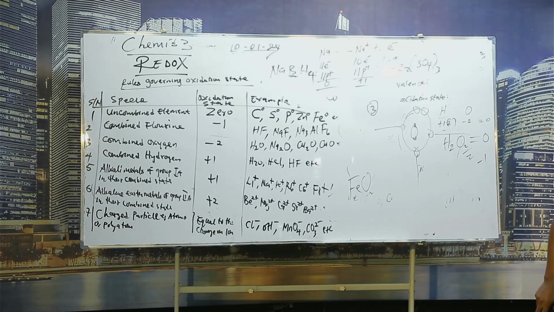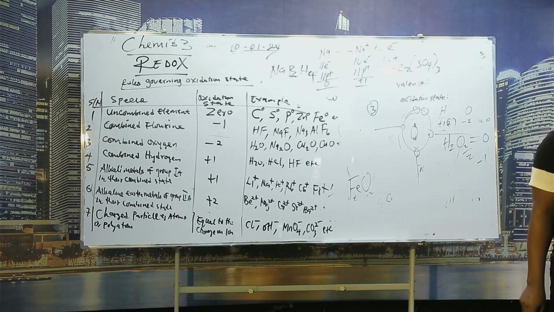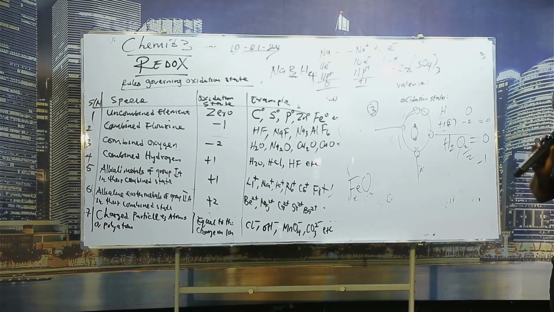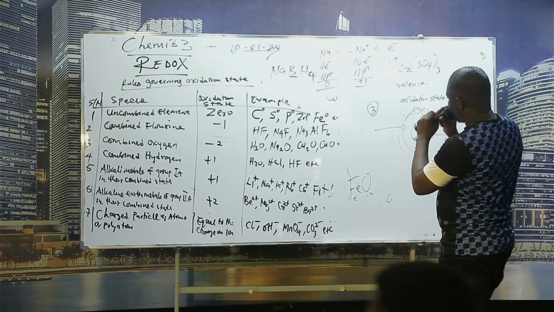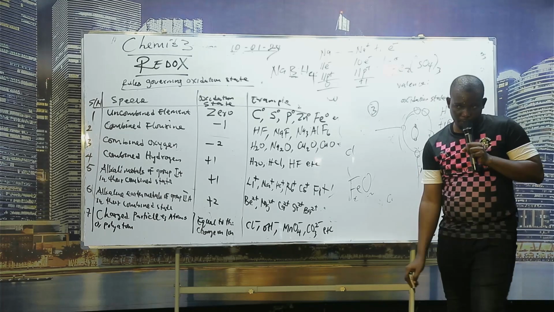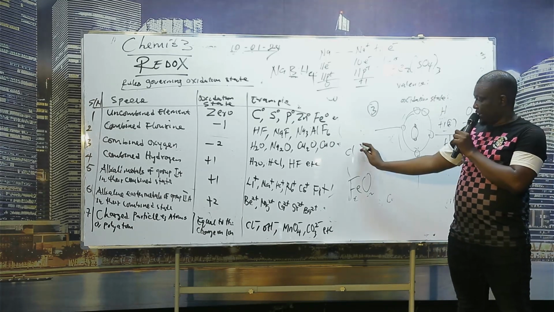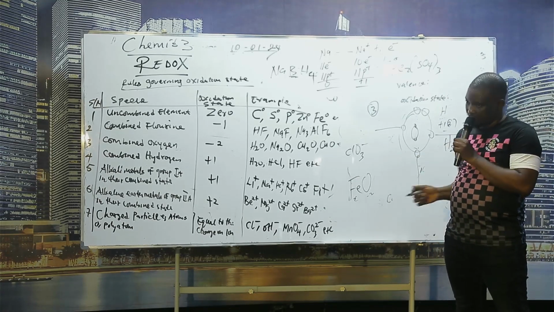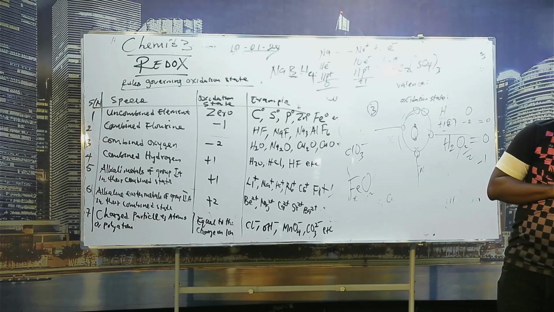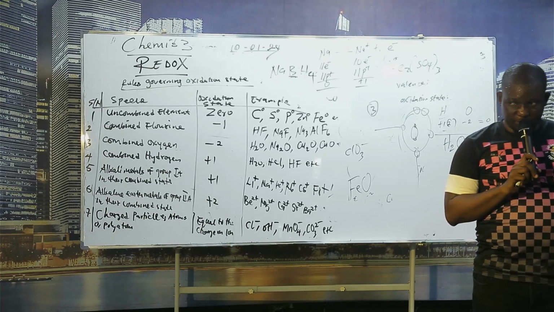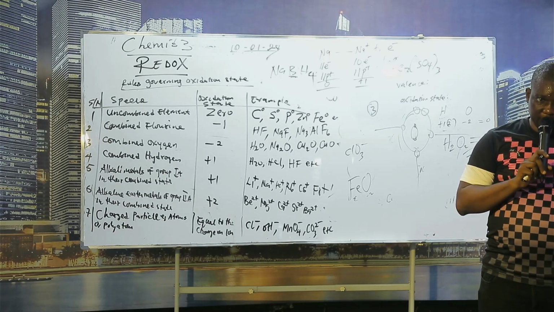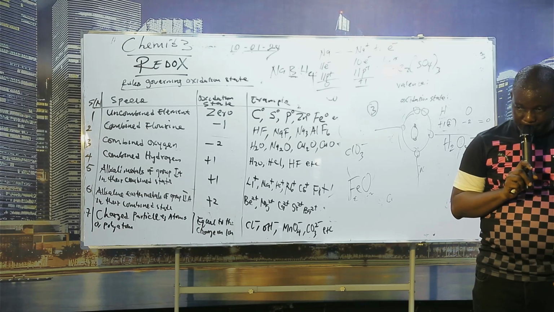Finally, let's do the last case. Case 4. Calculate the oxidation number of Cl in ClO3 minus and give its IUPAC name.